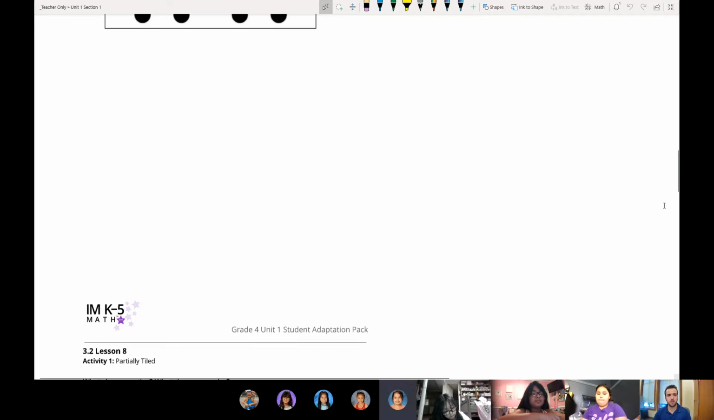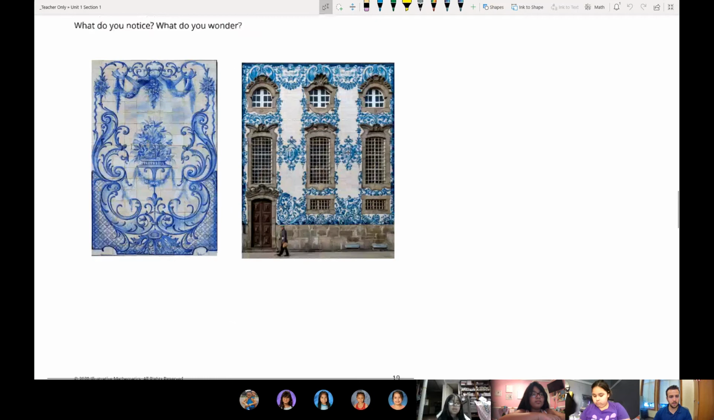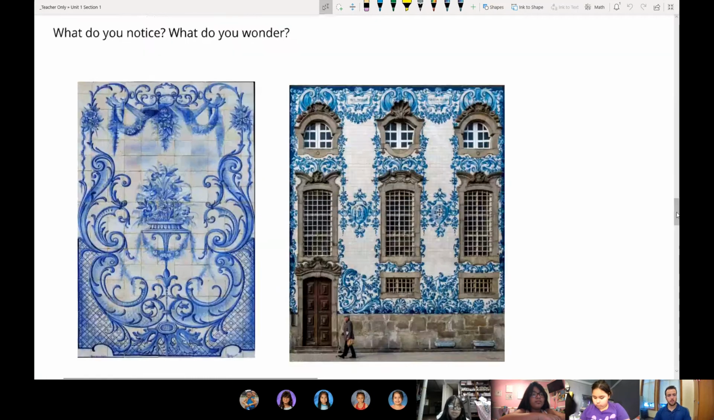All right, I'm going to show the image for maybe 30 seconds or so, 45 seconds. You don't have to write something down for this. Just think through, and then I'll call on you guys. All right, here we go. I'll zoom in a little bit. So what do you notice about these images? What do you wonder about these images? I'll give you about 30 seconds, maybe a minute. You don't need to write it down. You can if you want to. But what do you notice? What do you wonder?